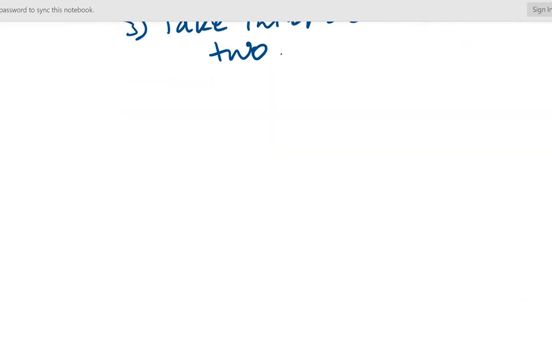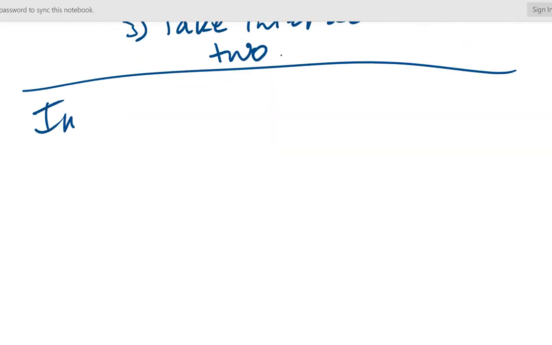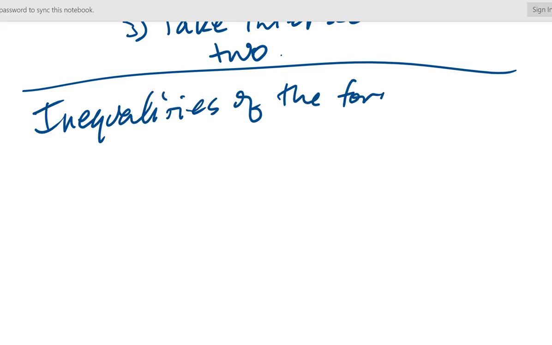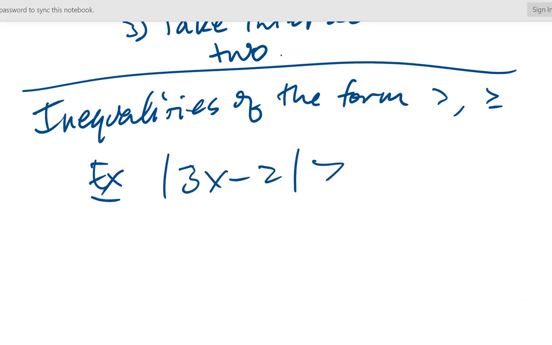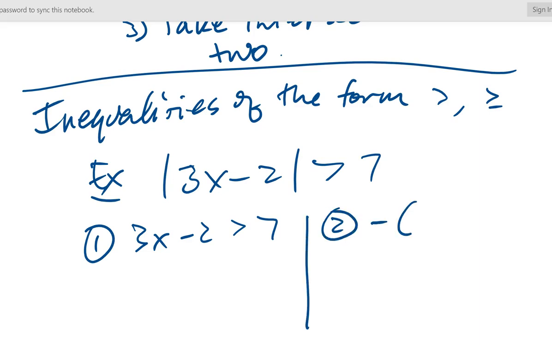All right, so now I'm going to look at inequalities of the form greater than and greater than or equal to. Let me give you an example. You do the same stuff. So let's do the absolute value of 3x minus 2 is greater than, let's say, 7. So case 1, 3x minus 2 is greater than 7. In case 2, negative 3x minus 2 is greater than 7.